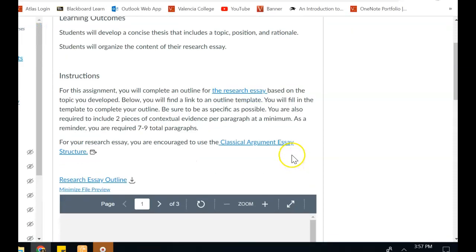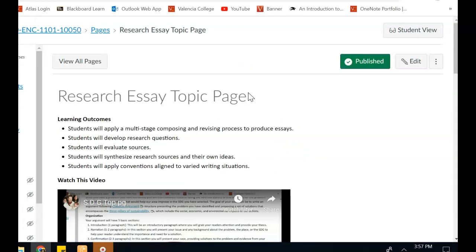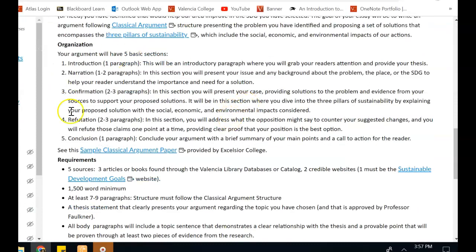So, a couple of things I want to remind you about. The first is in the research essay topic page, it lays out the organization for this paper, where you'll have an introduction, narration, which is kind of that background situation information. Then you'll have your confirmation, which should be 2 to 3 paragraphs. That's likely where you're going to talk about how your problem can be solved with a solution that considers the 3 pillars of sustainability.